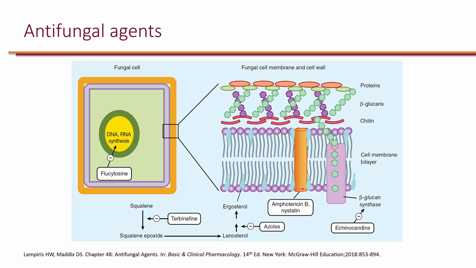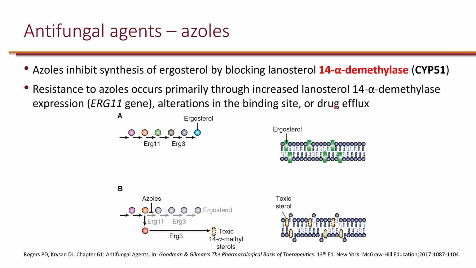There are agents that actually cause a pore inside the cell membrane and cause wasting of various electrolytes, leading to cell death. And we have agents that prevent synthesis of β-D-glucan, which is also important in the structure of the cell wall. So β-glucans are components of the cell wall.